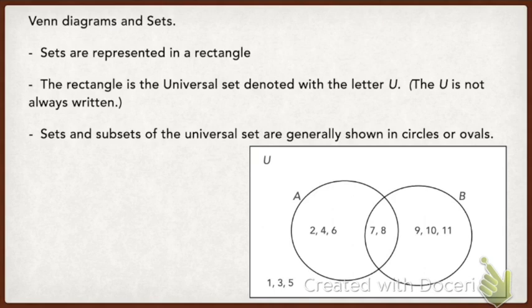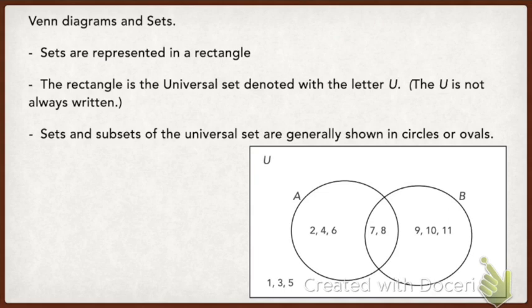So we use Venn diagrams with sets. Venn diagrams help to depict what a set is and how it's related to other sets. A set is represented in a rectangle. The rectangle is what we call the universal set, and it's denoted with the letter U. The U is not always written. Sometimes you'll just see the box with the circles inside, without the actual U written in there. It's understood, if we have a rectangle with circles in it, that we are talking about a Venn diagram, and anything not in the circles is part of the universal set.